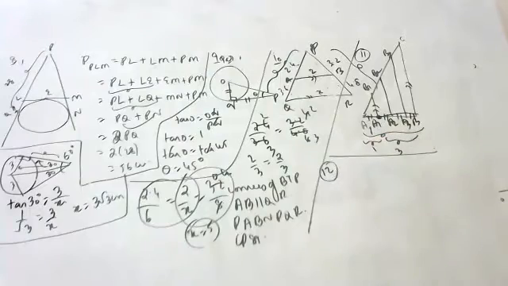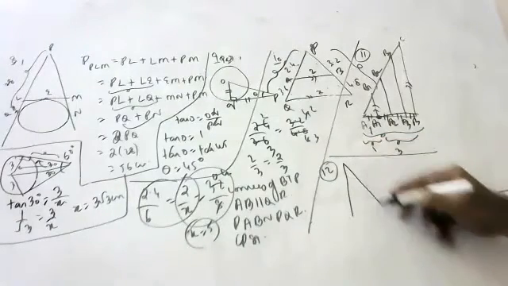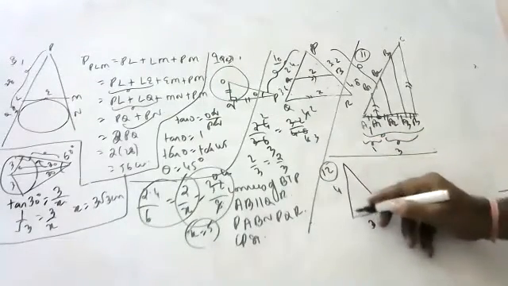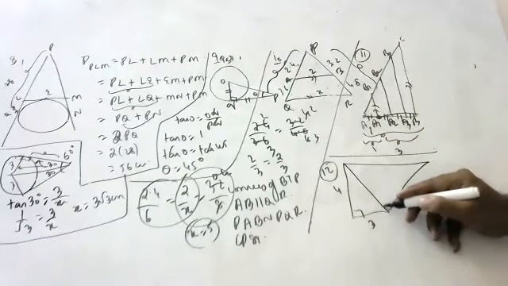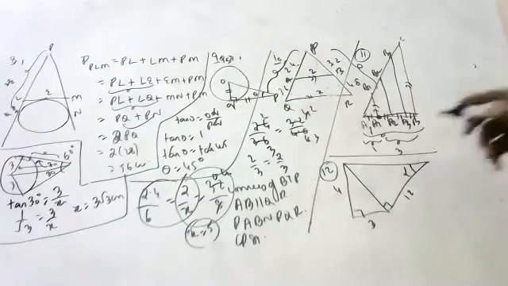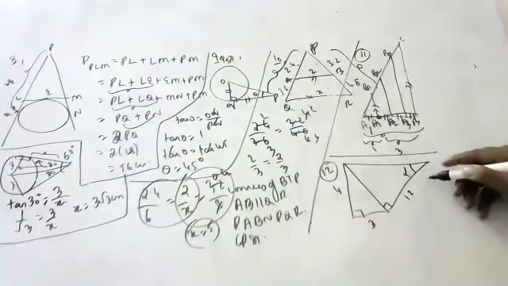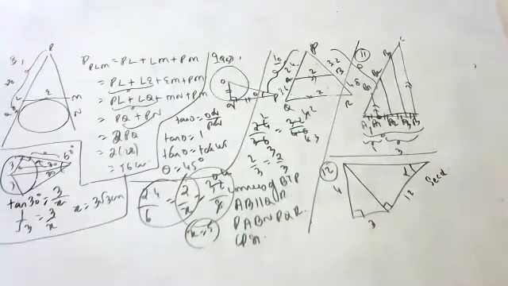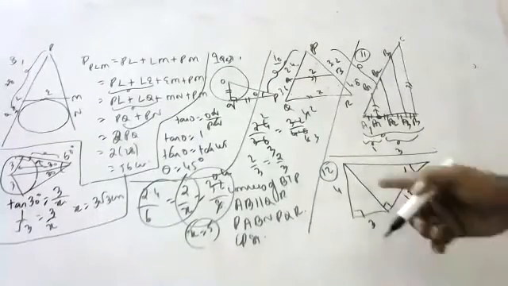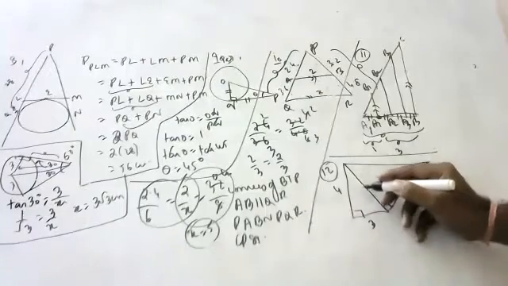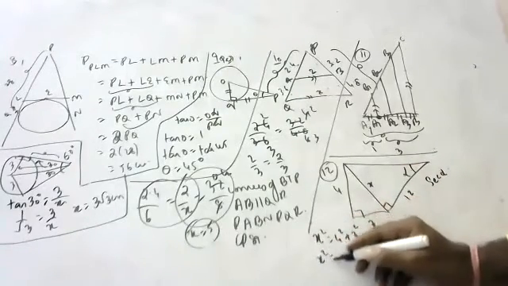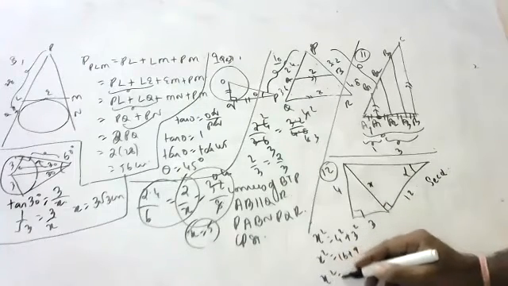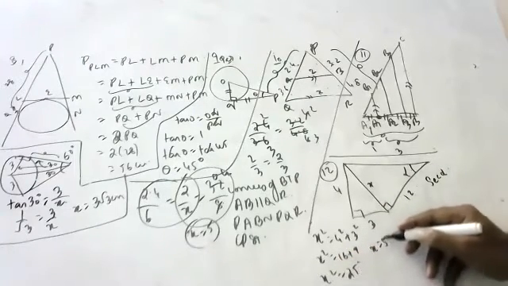12th question. Pranati, you said 12th question. This is 4, this is 3. Pranati, are you there? You have to find out secant alpha. Use Pythagoras theorem and find this first. X square is equal to 4 square plus 3 square. X square is equal to 16 plus 9. X square is equal to 25. X is equal to 5.